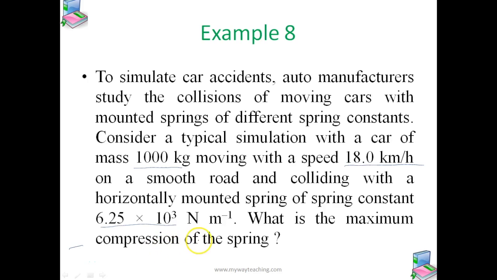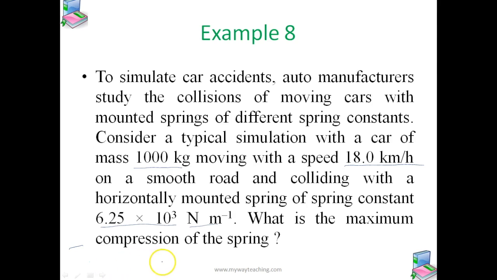So, in this part, let us consider a very simple problem. To simulate car accidents, auto manufacturers study the collisions of moving cars with mounted springs of different spring constants. Consider a typical simulation with a car of mass 1000 kg moving with a speed of 18 km per hour on a smooth road and colliding with a horizontally mounted spring of spring constant 6.25 × 10^3 Newton per meter. Okay, so what is the maximum compression of the spring?